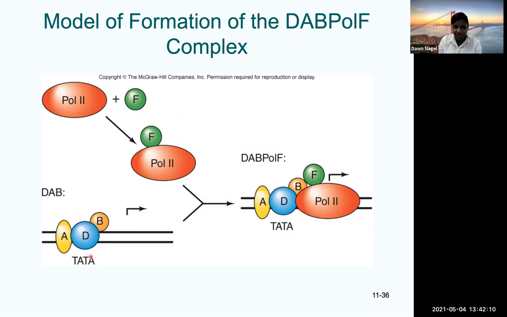So you have your DAB complex being formed. D is connecting to the TATA box in the DNA, and then these two get recruited. Polymerase, with the help of TF2F, then gets added to this complex to form this pre-initiation complex. How is TF2D actually binding to this DNA? Remember, it's not the polymerase that's binding to the DNA, it's TF2D that's binding to the DNA.